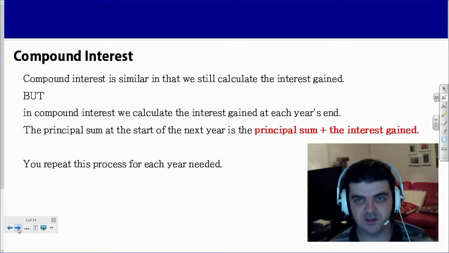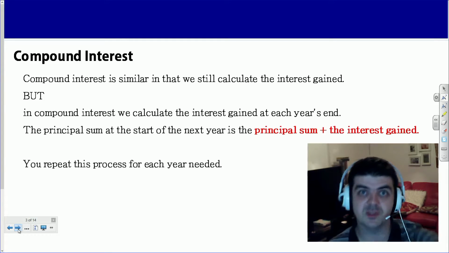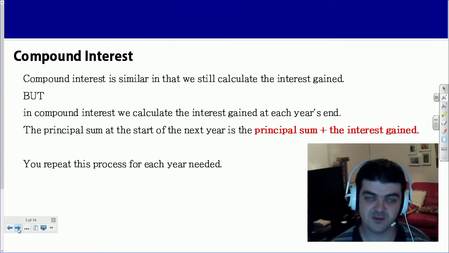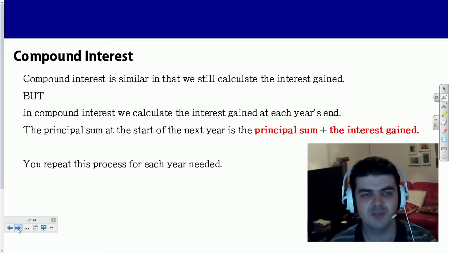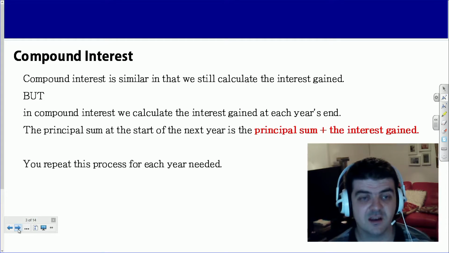At the end of the second year, you would work out your interest on that amount, and you would add that interest onto the principal sum at the end of the first year. So they would keep rolling on. And this is how real life interest is calculated. And you repeat this process for every year needed.